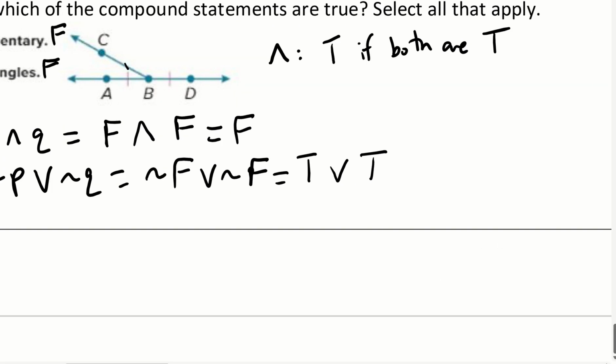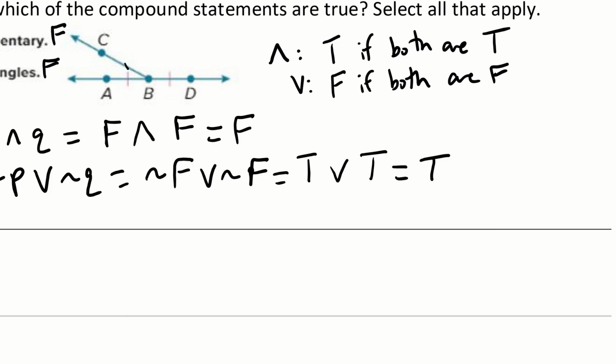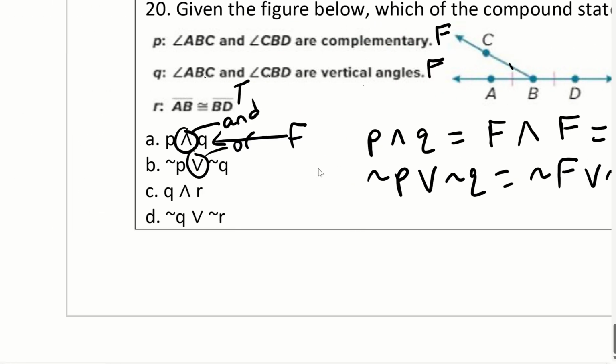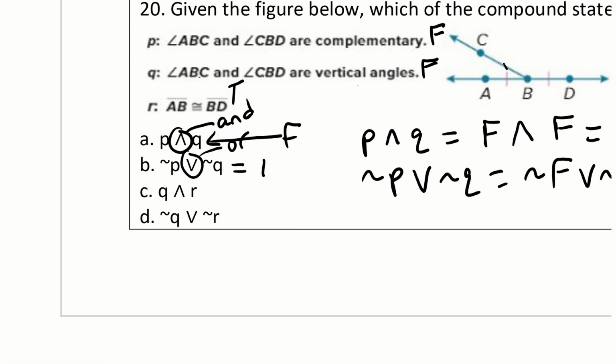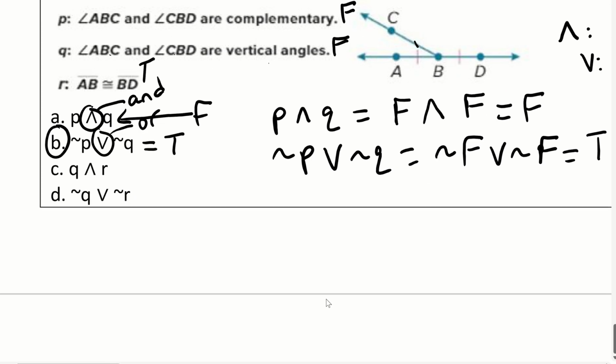Now let's talk about or. This is and, right? And this is or. This or is false if both are false. So it's kind of opposite. It's only false if both of them are false. If one of them is false or none of them are false, it's true. So in this case, true or true is true. All right, so here this is equal to true. All right, which of the compound statements is true? That one. But let's look at the other ones just to practice.